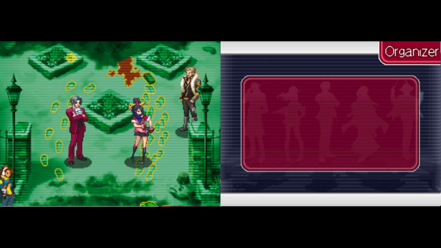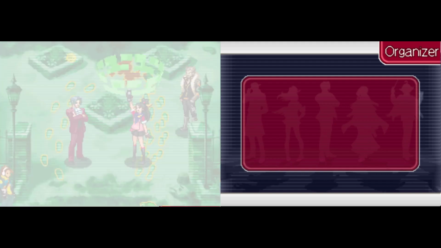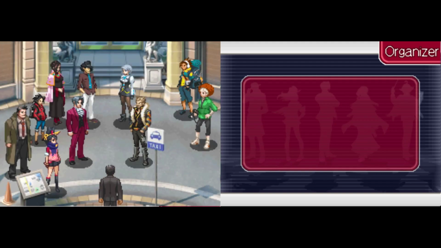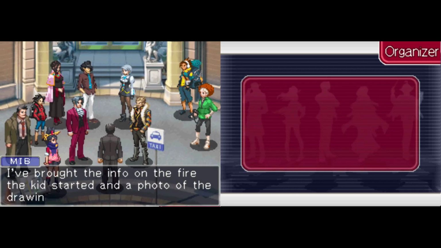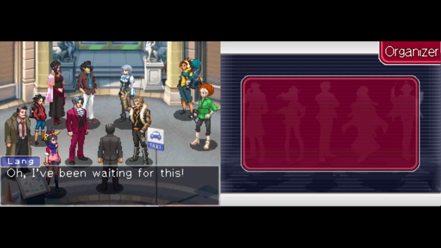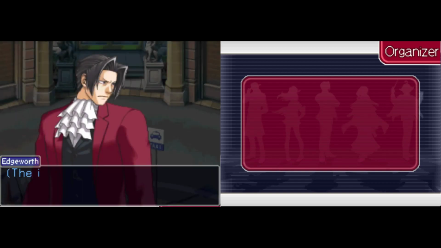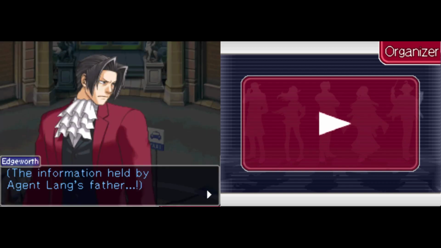Seems like every new piece of evidence we uncover just makes things increasingly mysterious. Shifu, I'm back! Oh, that was fast. I've brought the info on the fire the kid started and a photo of the drawing in your father's office. And also, oh, I've been waiting for this. Hurry up and hand it over. The information held by Agent Lang's father.